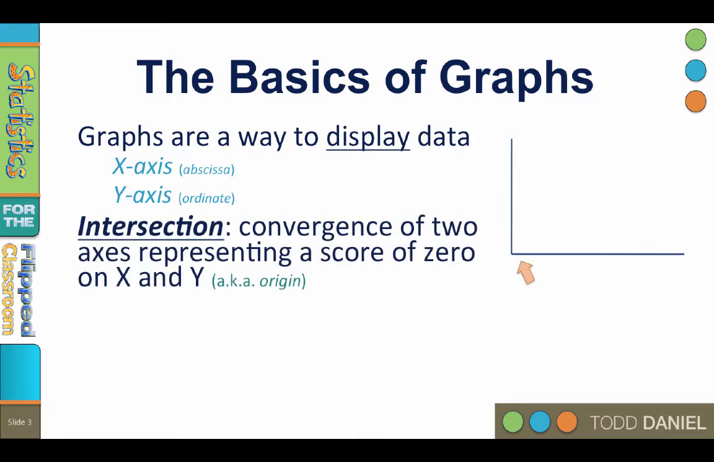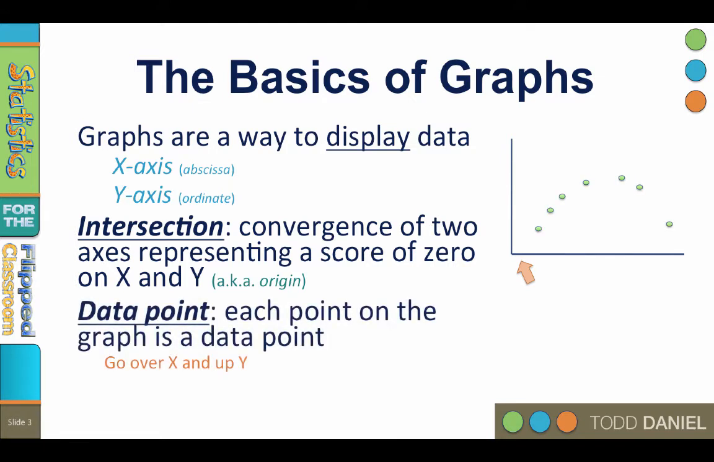The point at which the vertical y-axis meets the horizontal x-axis is called the intersection. It is the convergence of the two axes that represent a score of 0 on x and 0 on y. This score is sometimes called the origin. Scores are plotted based on their values for the x and y variables, and each point on the graph is a data point. Points can be connected with a line to show the shape of the distribution of data.